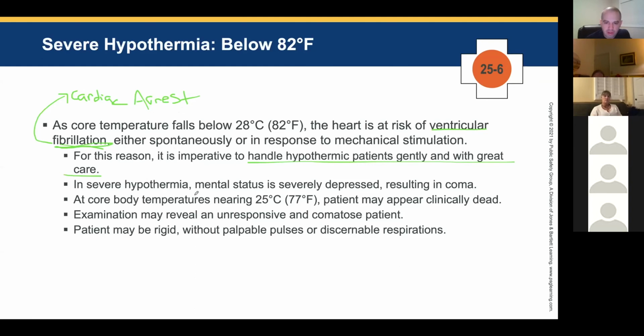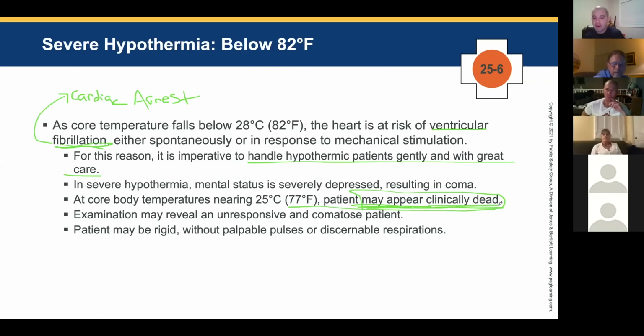With severe hypothermia, the mental status is depressed, which can result in coma. And as the body temperature nears 77 degrees, the patient may appear clinically dead. Now, what do we mean by may appear clinically dead? What does that mean to us? Can't detect pulse, not breathing. You're right. They may not have a pulse. They may not be breathing. But read into that: may appear. What does that mean by may appear? You may not notice the breathing or pulse because it's so weak.